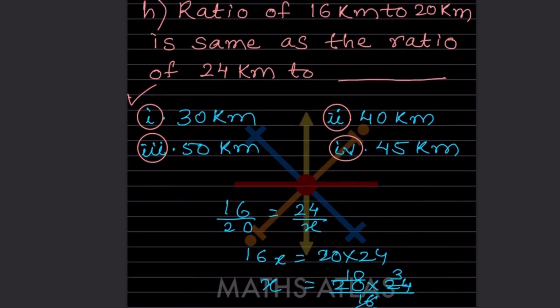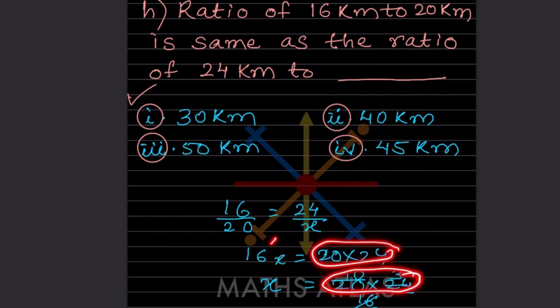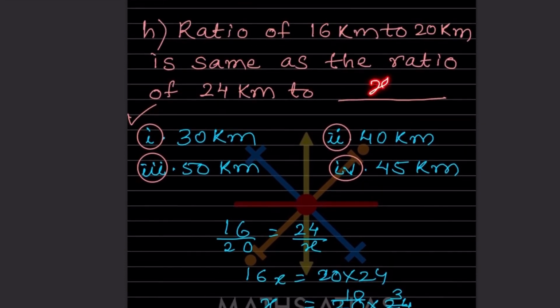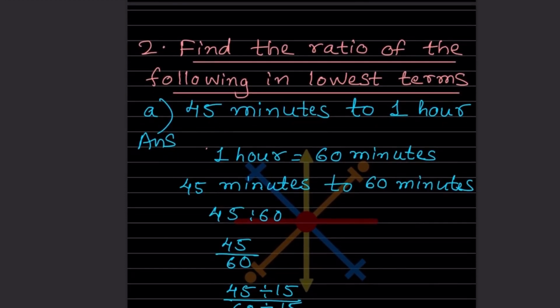So what are you going to do? You are going to cross multiply. So 16 into x will be 16x, and 20 into 24 will be on the right hand side. We want the value of x. This 20 into 24 is here itself. This 16 will go in the denominator of the right hand side. So when you simplify this, you get x is 30. So can you see here, this is x and which is 30 kilometers. Hope that is clear. So now we'll go for this one.